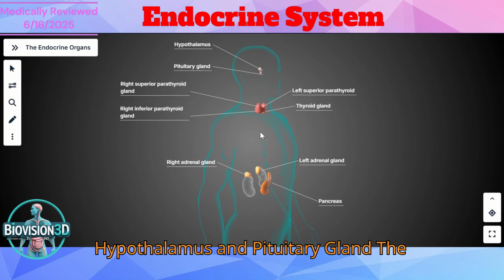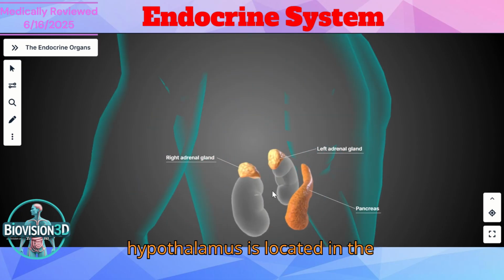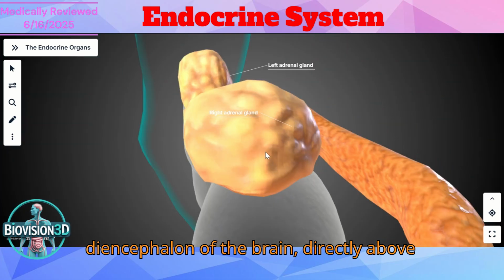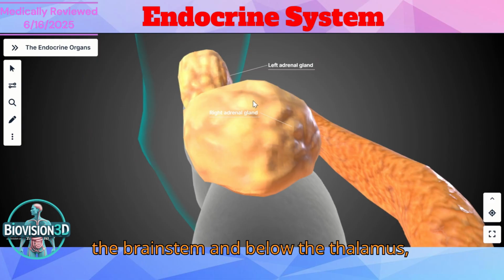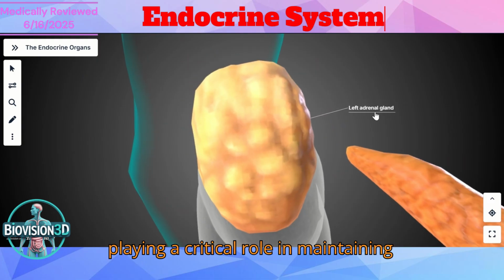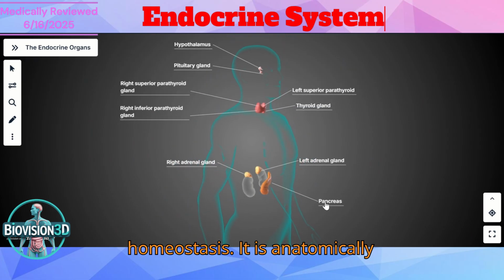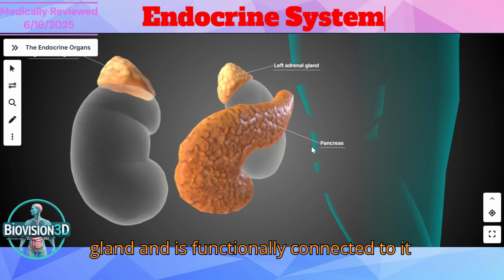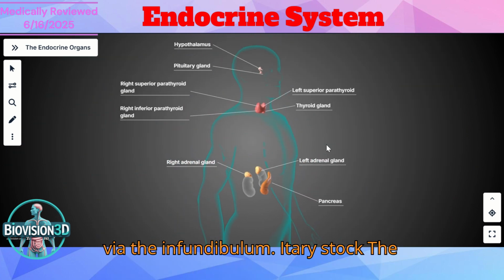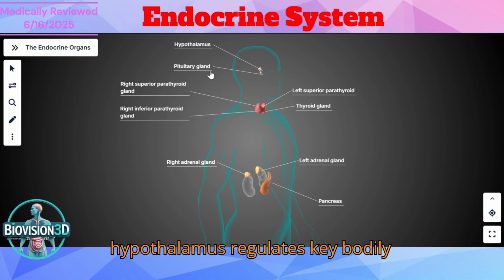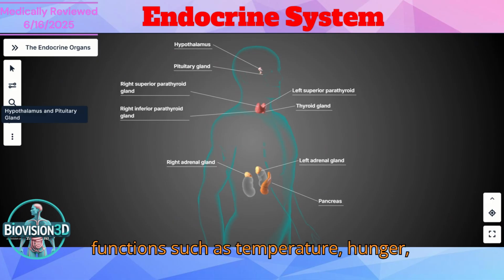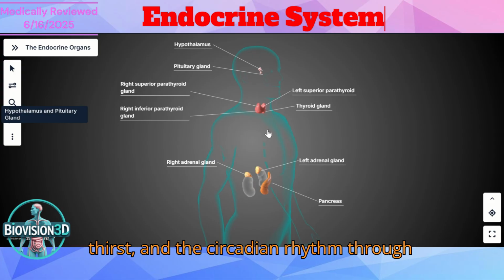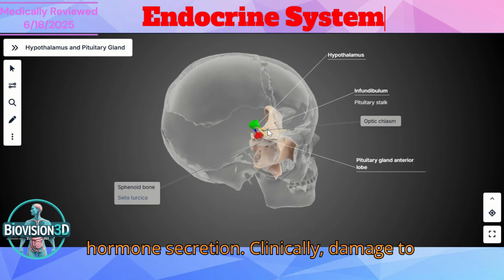Hypothalamus and pituitary gland. The hypothalamus is located in the diencephalon of the brain, directly above the brainstem and below the thalamus, playing a critical role in maintaining homeostasis. It is anatomically positioned just superior to the pituitary gland and is functionally connected to it via the infundibulum, the pituitary stalk. The hypothalamus regulates key bodily functions such as temperature, hunger, thirst, and the circadian rhythm through hormone secretion.